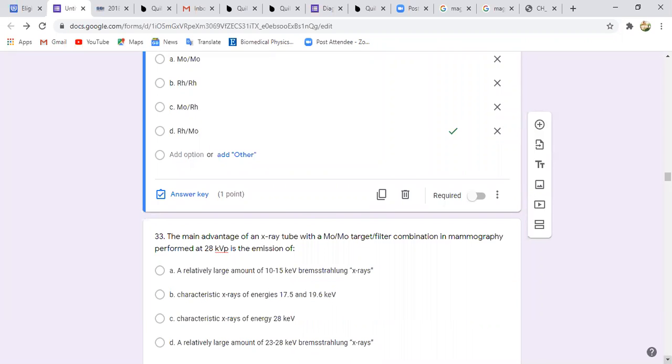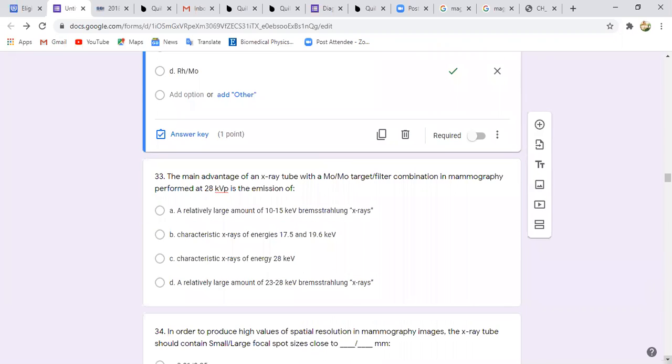So the main advantage of an X-ray tube with molybdenum in this performance is, the answer, we have to be fast with this. It's just a characteristic energy of 17.5 and 19.6 keV. That is why we use molybdenum. Molybdenum gives this.